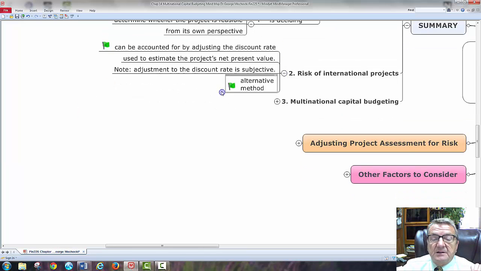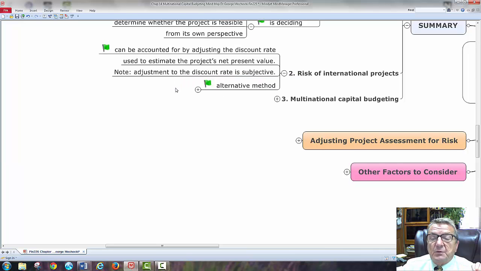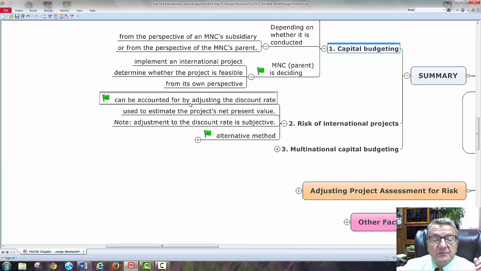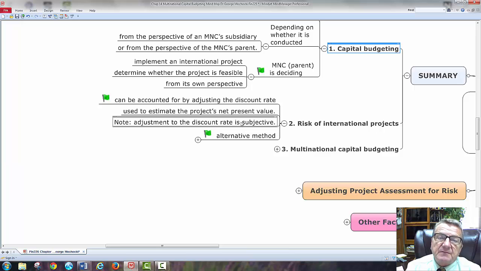Okay, risk management on here, so let's look at this one first. Risks of international projects can be accounted for by adjusting the discount rate used to estimate the project net present value. Those two are correlated. And note, adjustment of the discount rate is subjective, so I'm kind of making my best guess. Remember, when I look at subjective, it's me looking at all the different factors I have, what the software is telling me, and my intuitive gut feeling. Those who are good financial managers, their gut feeling tells them just the way to go. Remember, sometimes you could be wrong.